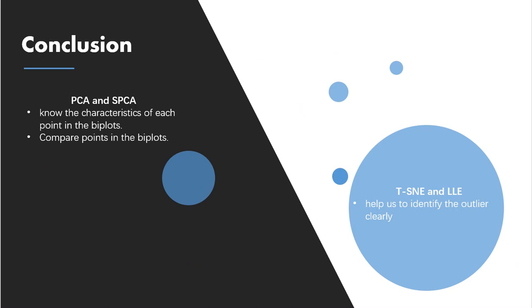We can conclude that through PCA and SPCA analysis, we can know the characteristics of each point and compare points in the biplots. And TSNE and LLE help us to identify the outliers clearly.